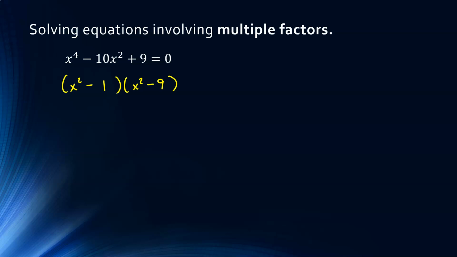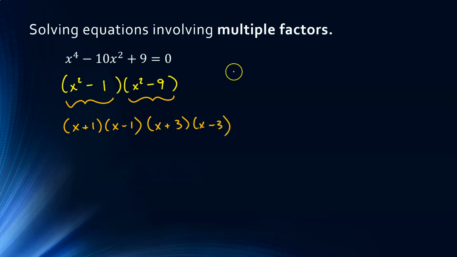Okay, so you might think that we're done. Well, remember, we also have what's called difference of squares. This is a difference of squares, and this is a difference of squares. So x squared minus 1 would break down to be x plus 1 times x minus 1. And the other one would break down to be x plus 3 times x minus 3.